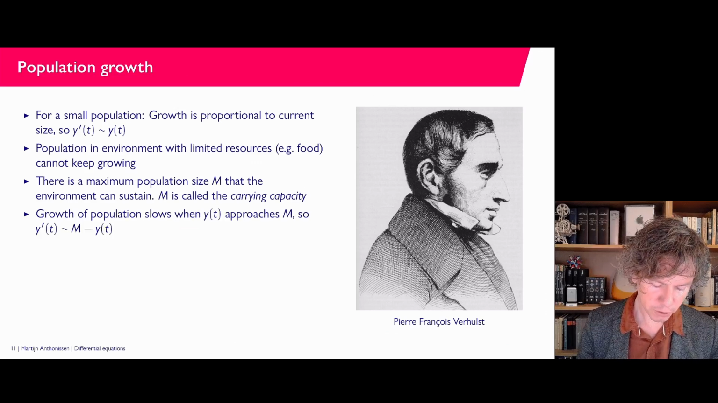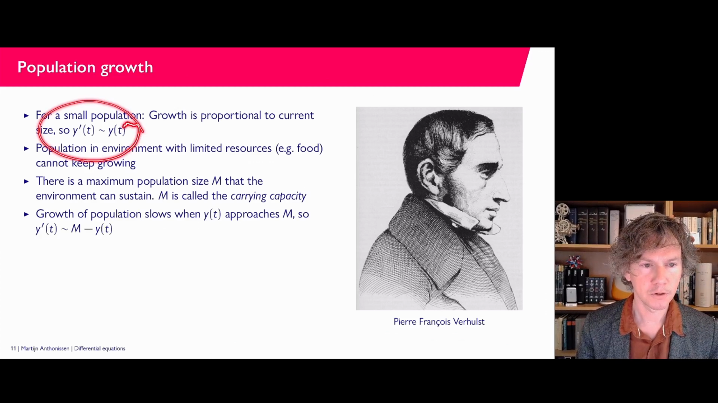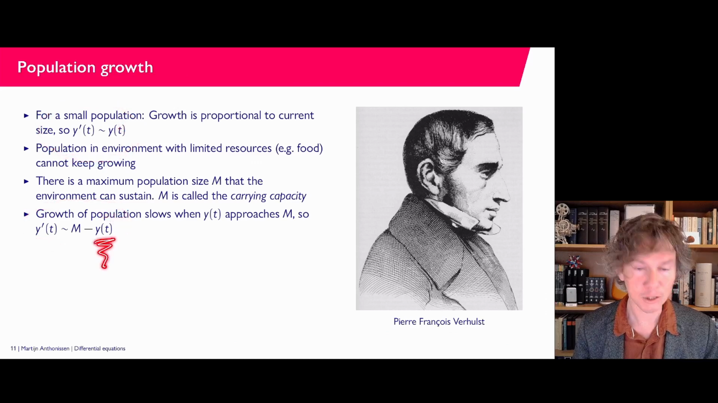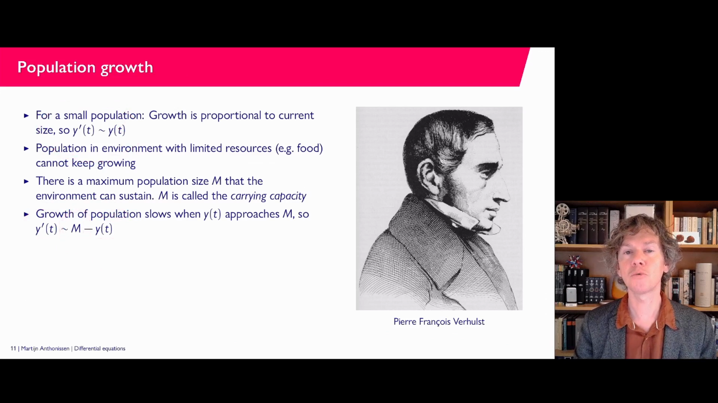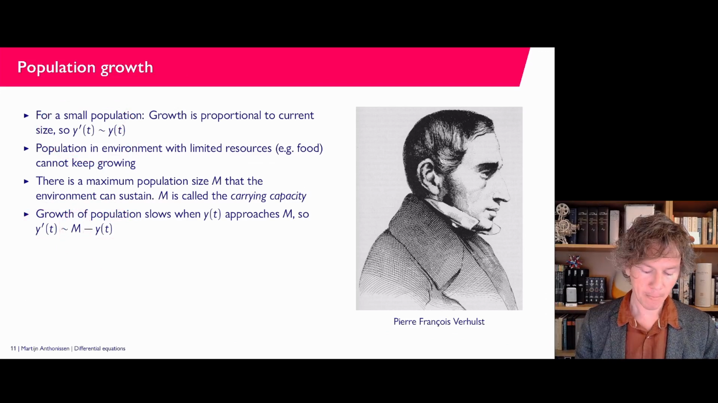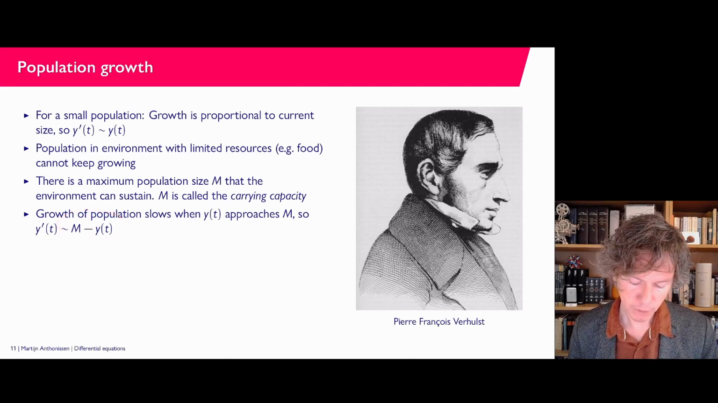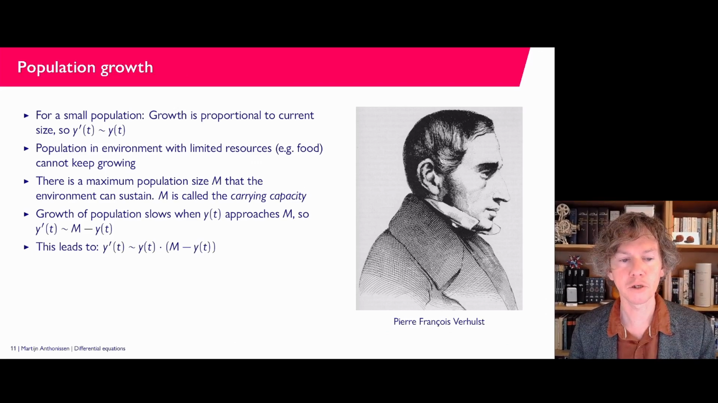So what Verhulst did is that he said, well, on the one hand, the rate of change is proportional to the current size. On the other hand, it is proportional to M minus y, which means that if the current population size is lower than capital M, this is positive and it can still grow. But as soon as it is larger than capital M, then this is going to be negative and the population is going to decrease. So the full model that he introduced is this. The rate of change of the population is proportional to y times M minus y.